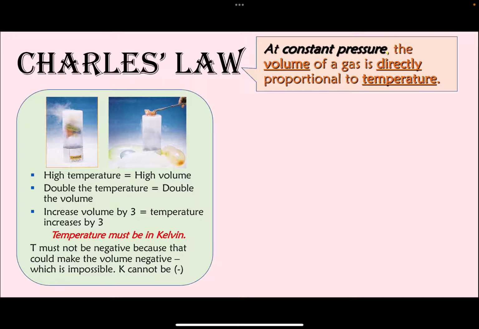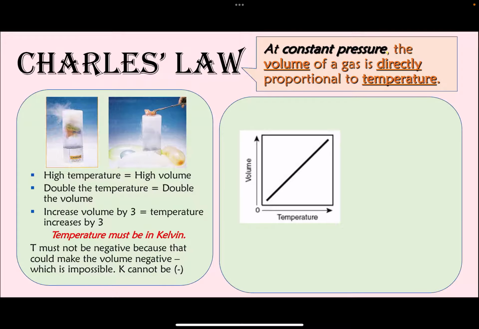There is no negative Kelvin temperature. The lowest possible temperature for Kelvin is 0 Kelvin, which is never achieved in the world as of this moment. It's called absolute 0, just like we talked about in class.